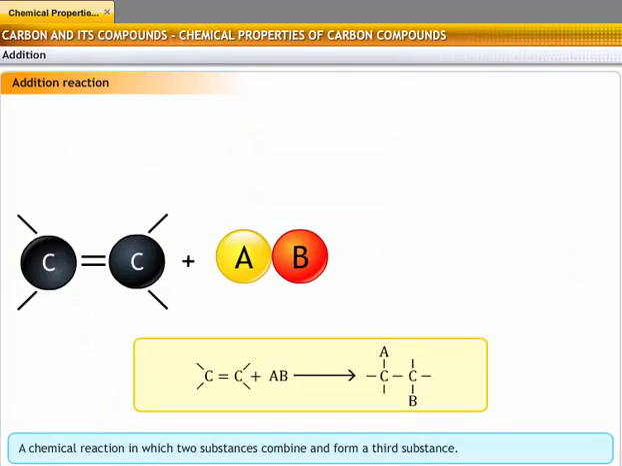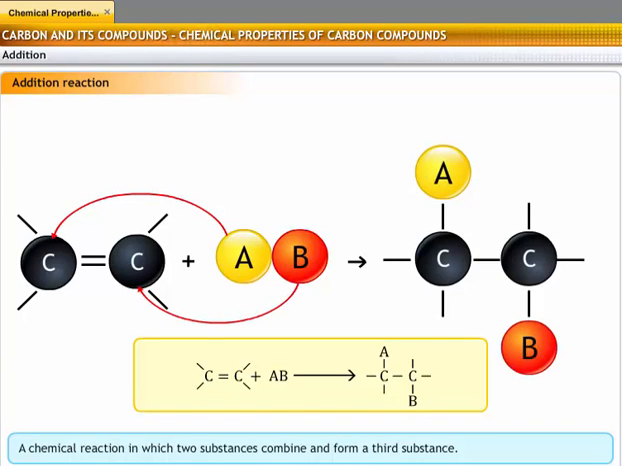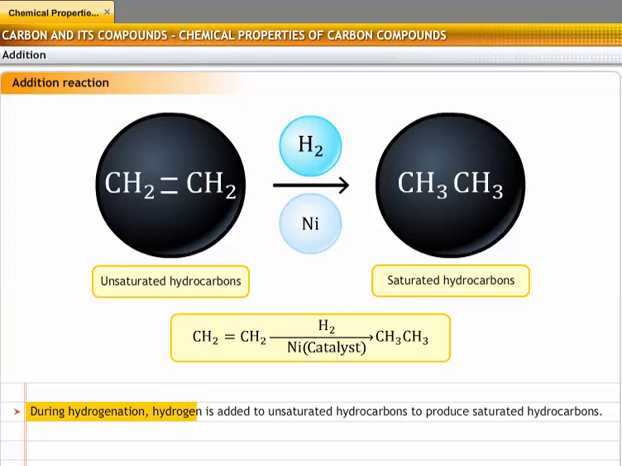Carbon compounds undergo a reaction known as addition. Addition reaction is one in which a molecule adds across a double bond or a triple bond. Hydrogenation is a chemical reaction that results in addition of hydrogen. In this addition reaction, hydrogen is added to unsaturated hydrocarbons in the presence of a catalyst to produce saturated hydrocarbons.